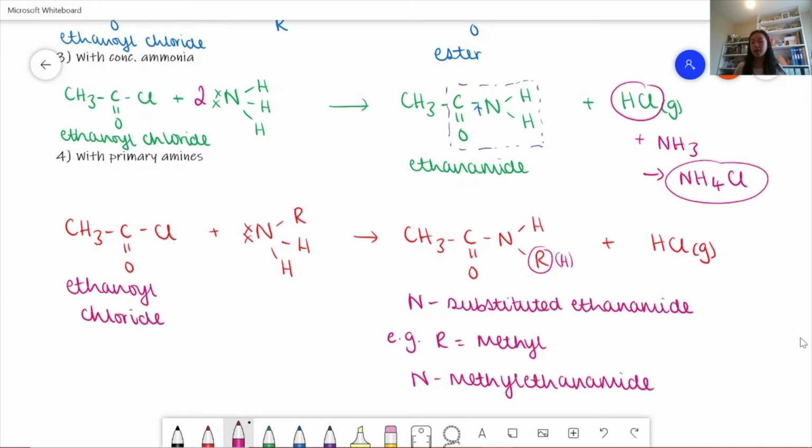So things to remember are that when we react an acyl chloride with water, we form a carboxylic acid. When we react the acyl chloride with an alcohol, we form an ester. When we react acyl chlorides with concentrated ammonia, we form amides. And when we react acyl chlorides with primary amines, we form N-substituted amides. And another really important thing to remember is the reaction with concentrated ammonia and how it reacts with 2 moles of ammonia and not just 1.